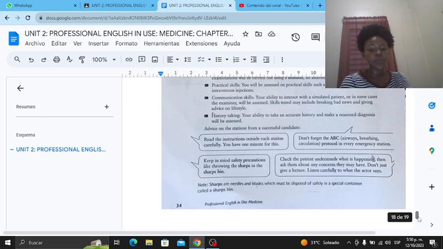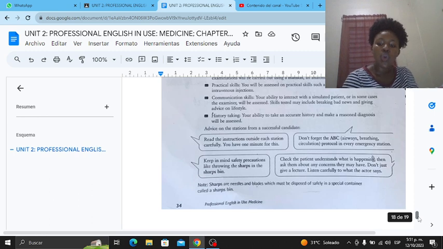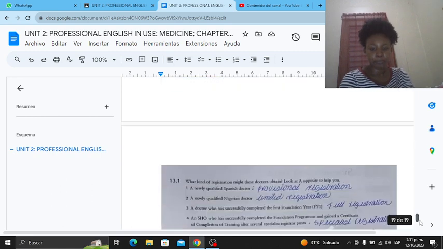Get the views at the first, such as trusting the sharps in the sharps bin. Check the patient, understand what is happening, then ask them about any concerns they may have. Don't just give lectures, listen carefully to what the patient says. Note: needles and blades must be disposed of safely in special containers called sharps bins.